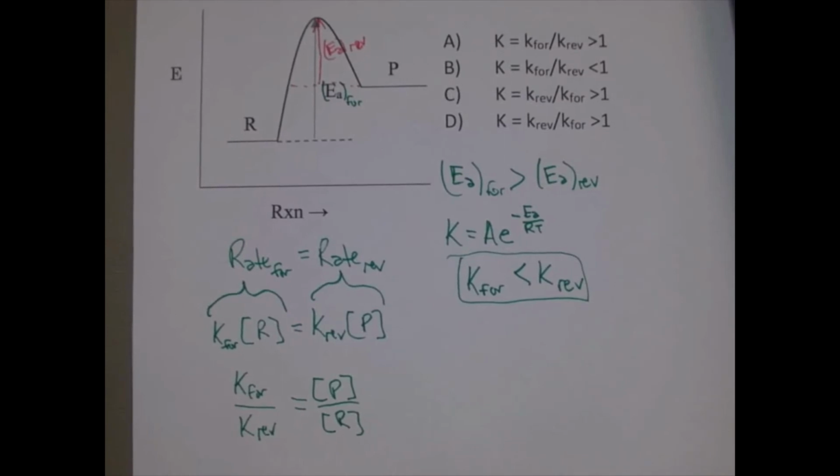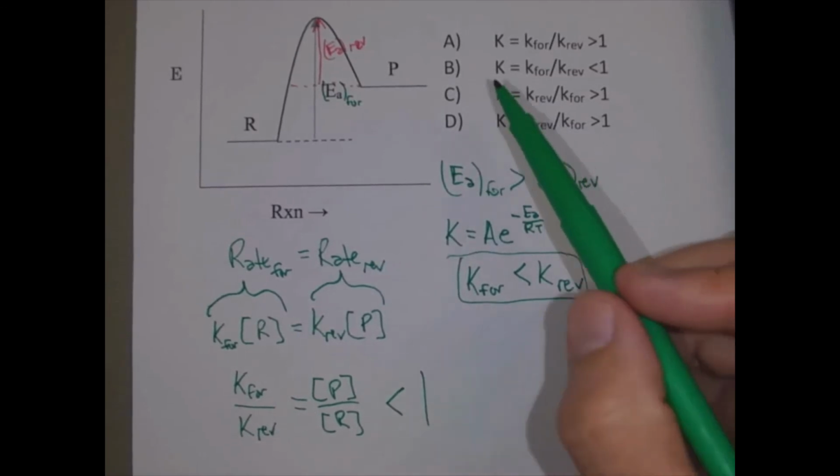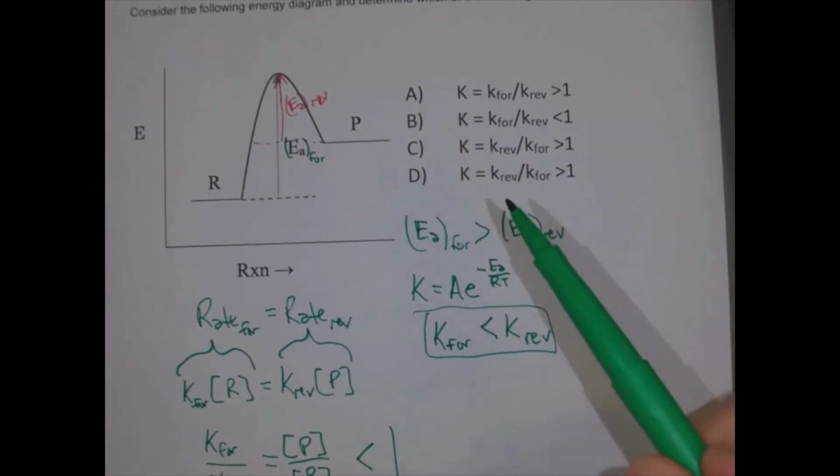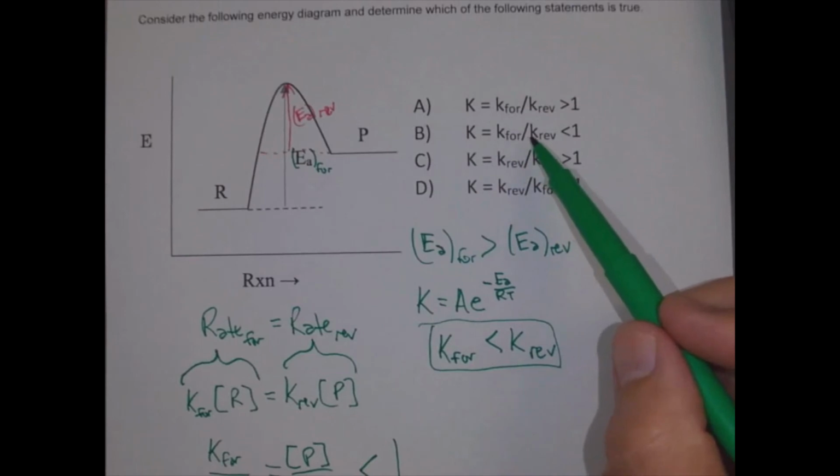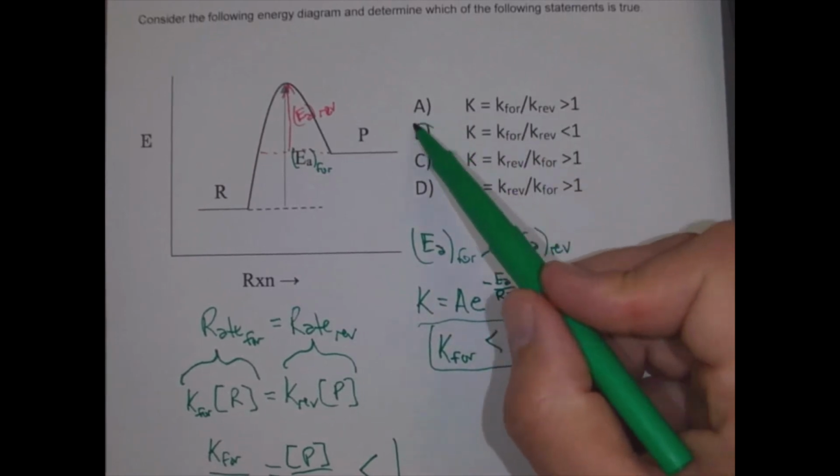Now, what that means is that since we know this forward reaction rate constant is less than the reverse reaction rate constant, this number is going to be less than 1, because you have a smaller number divided by a bigger number. And that allows us to answer the question. The answer is that the equilibrium constant is the ratio of the rate constant of the forward reaction divided by the rate constant of the reverse reaction, and it is less than 1.